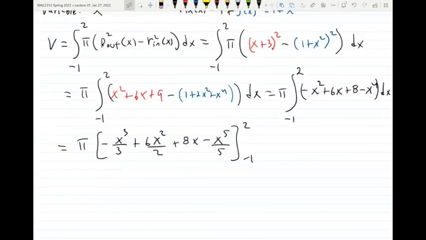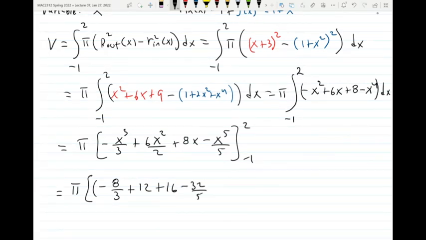Simplify. It is what it is. Again, if I'm doing it, you cannot complain. You have to do it. Okay, so we plug in the 2. What do we get? We have -8 over 3 plus 6 over 2 is 3 times 4. That's a 12 plus 16 minus 32 over 5. That's what we get when we plug in 2.